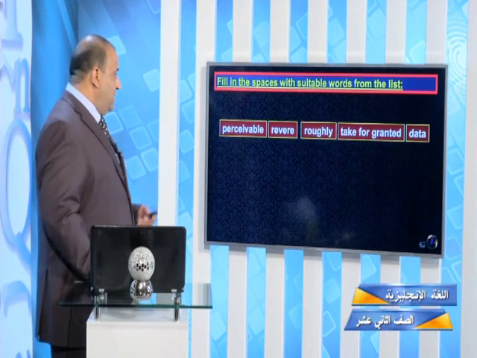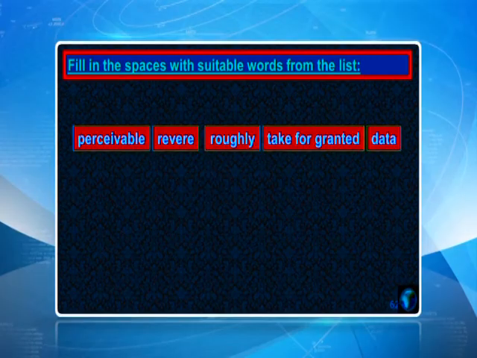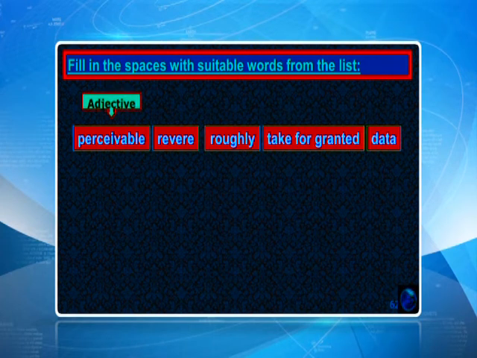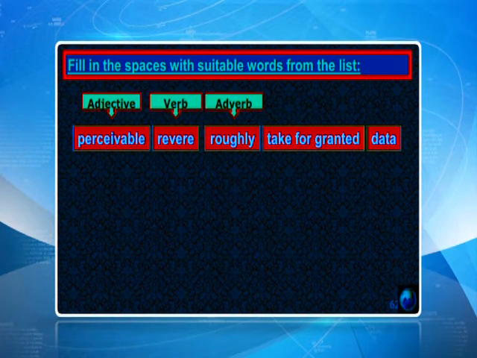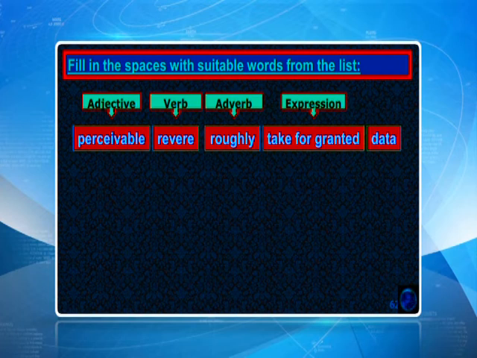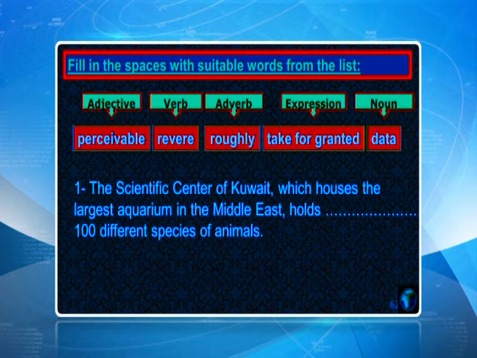You are going to be provided with 5 words or expressions. Before dealing with them, you have to decide on their part of speech in order to help yourselves while answering the questions. For example, perceivable is an adjective, revere is a verb, roughly is an adverb, take for granted is an expression, and data is a noun. Let's take the first example.